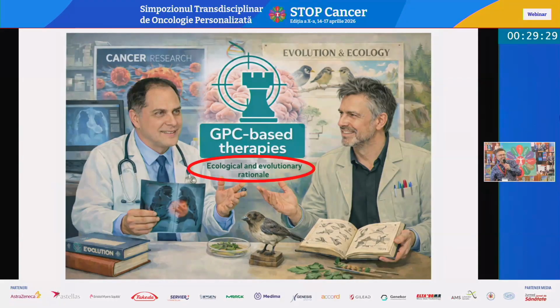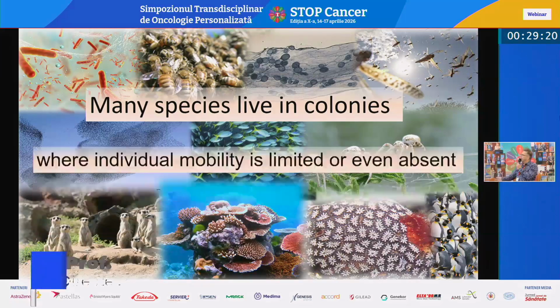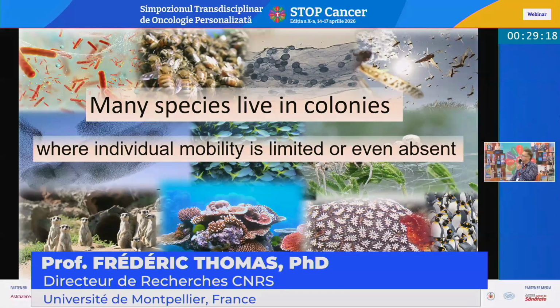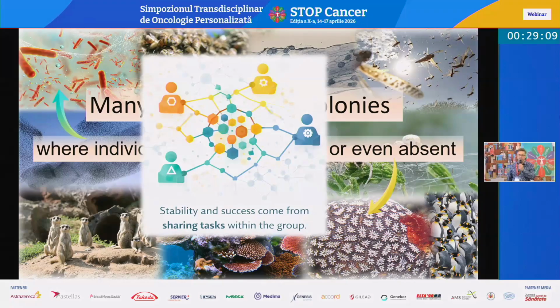Unfortunately, Drew is not there. So in the living world, as you know, many animal species live in colonies where the mobility of individuals is sometimes limited or even absent. This is the case, for instance, with corals, with tunicates, with bacteria in biofilm. And it has been demonstrated by ecologists that the success of these colonies, of this ecological lifestyle, is due to the task repartition between individuals, the division of labor associated with collective emergent benefit.